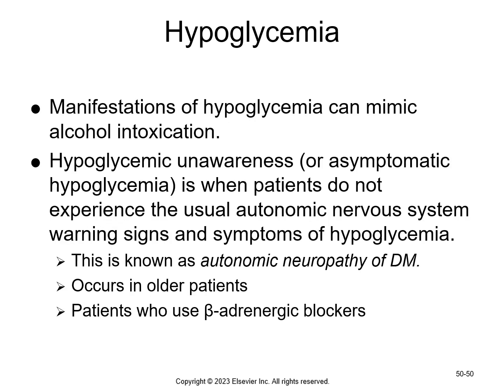Manifestations of hypoglycemia can mimic alcohol intoxication, so we misunderstand that for that. Certain patients might not have some of these symptoms. They become asymptomatic, mostly because of autonomic neuropathy. So patients develop neuropathy as a result of complication of diabetes. So in those patients, some of the hypoglycemic symptoms do not manifest. Especially it occurs in older patients.